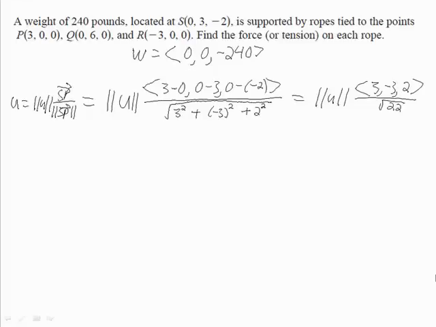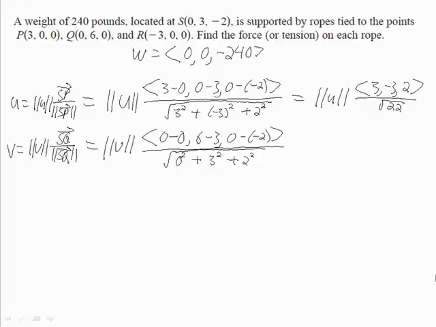V is equal to the magnitude of V times the vector SQ divided by the magnitude of the vector SQ, which is equal to the magnitude of V times the vector 0 minus 0, 6 minus 3, and 0 minus -2, divided by the square root of the quantity 0 squared plus 3 squared plus 2 squared, which is equal to the magnitude of V times the vector 0, 3, 2, divided by the square root of 13.